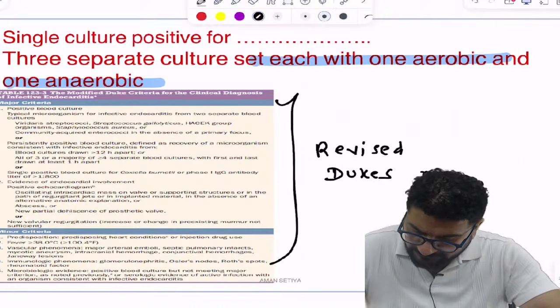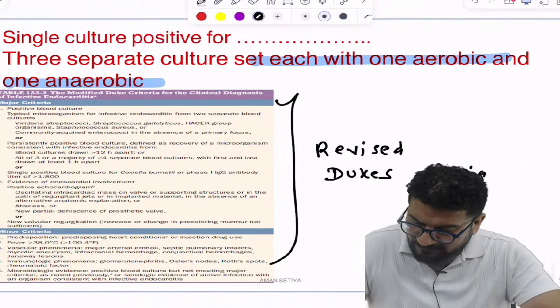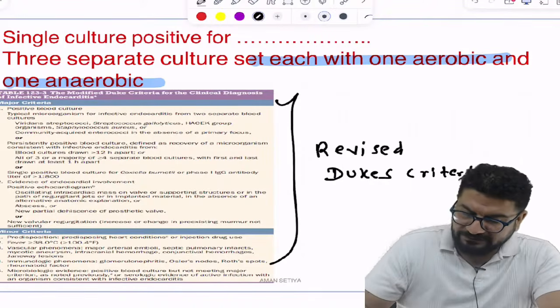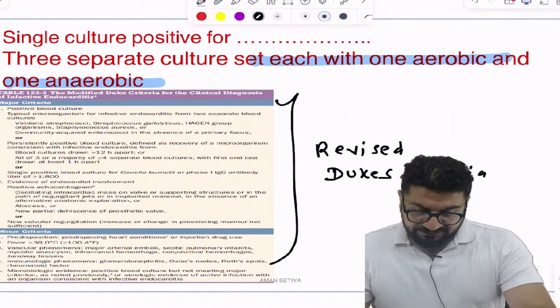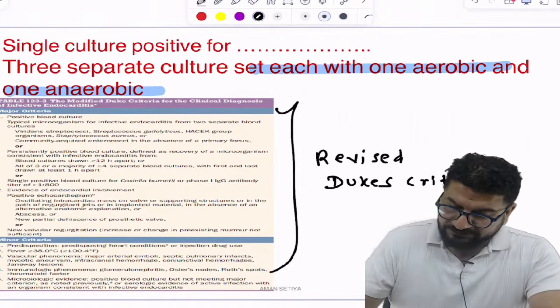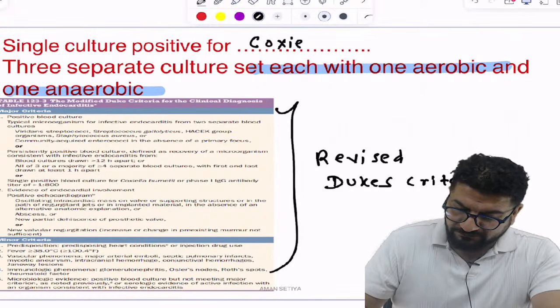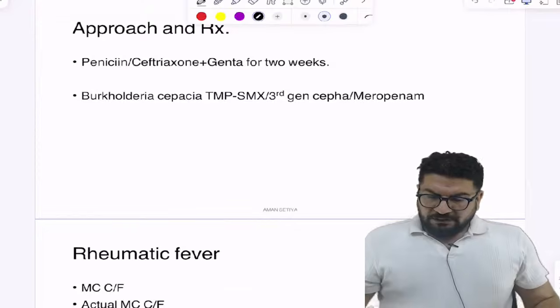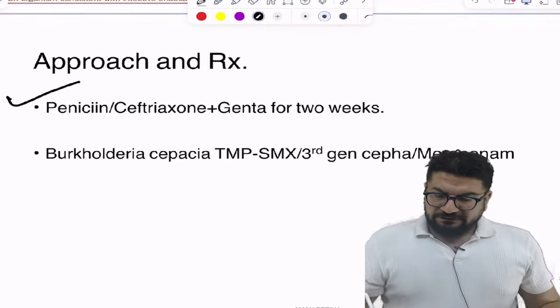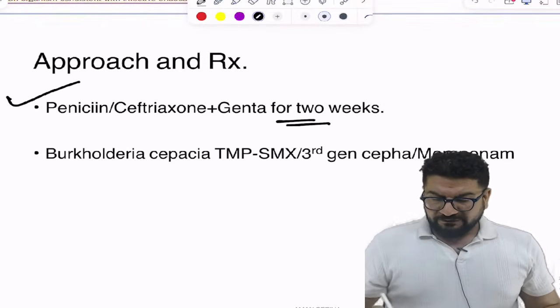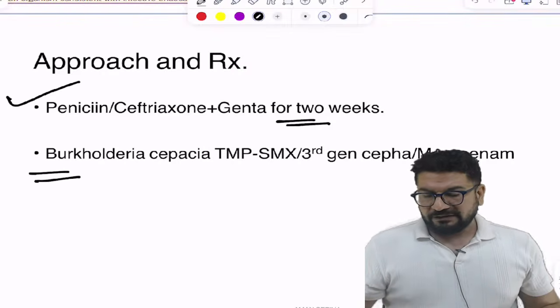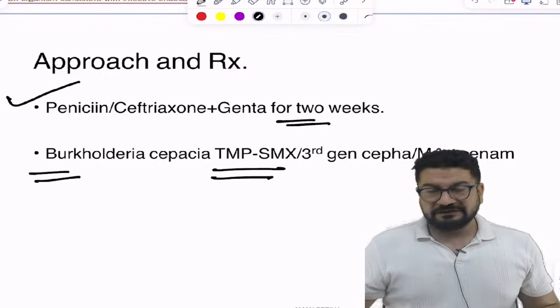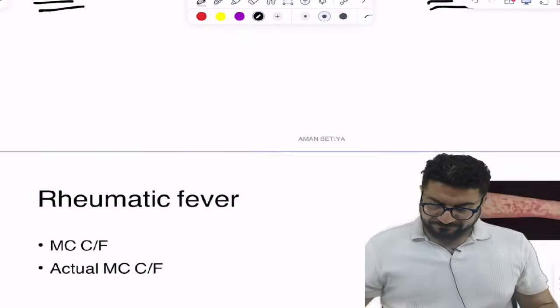Revised Duke's criteria. In this, even a single positive culture for one bacterium can make a diagnosis, that is Coxiella. So a single positive culture will be for which bacteria? Coxiella. What do we give? Penicillin or ceftriaxone plus gentamicin for 2 weeks. In case of Burkholderia, we give trimethoprim-sulfamethoxazole or any third-generation cephalosporin or meropenem.